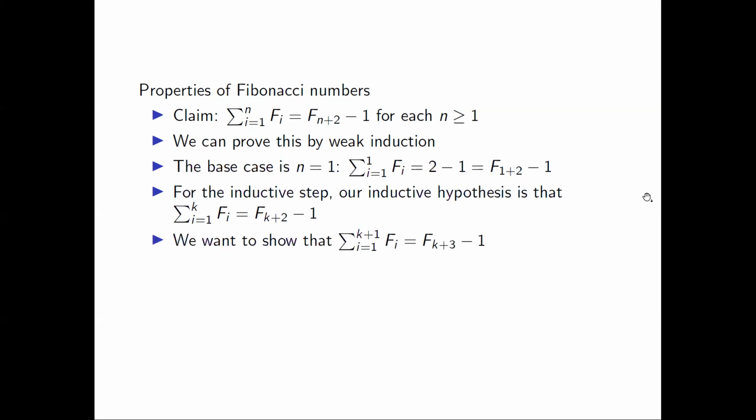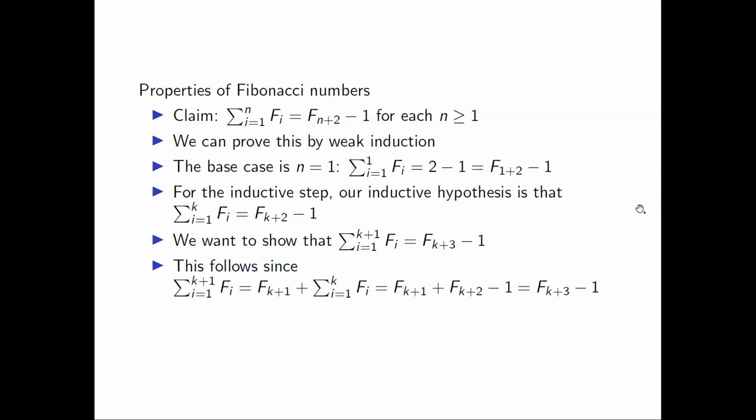And our goal with this inductive step is to show that the sum from i equals 1 to k plus 1 of f of i is equal to f of k plus 3 minus 1. And we can see that this is true, since we can start with that sum on the left, the sum from i equals 1 to k plus 1 of f of i. We can pull out the f of k plus 1 term, and we can write it as f of k plus 1 plus the sum from i equals 1 to k of f of i.